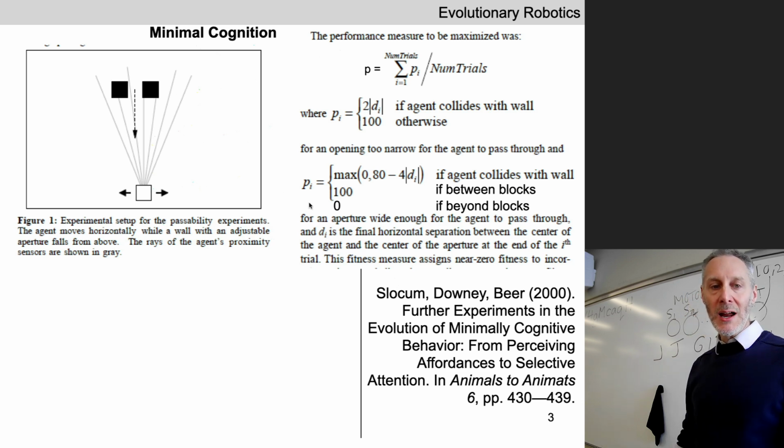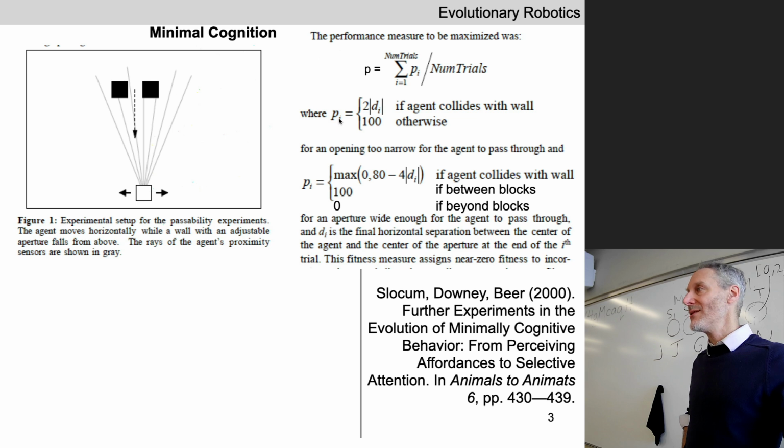All right. So let's unpack P sub i. Let's start up here. Okay. So if the opening between the pair of objects is too narrow for the robot to pass through, we're going to compute P sub i this way. If the gap is wider than the robot, we're going to compute P sub i this way. Okay, let's start with this one. Okay, so P sub i is going to be equal to 2 times the absolute value of d sub i.